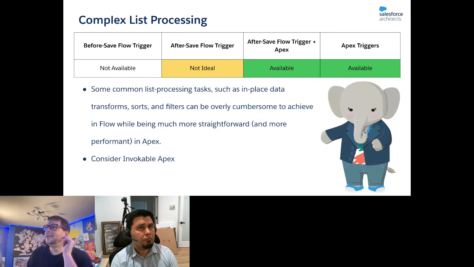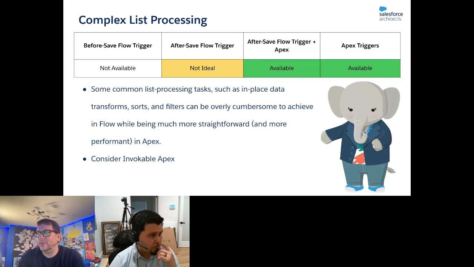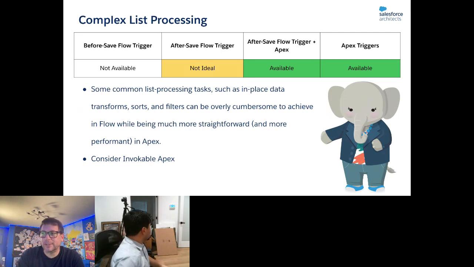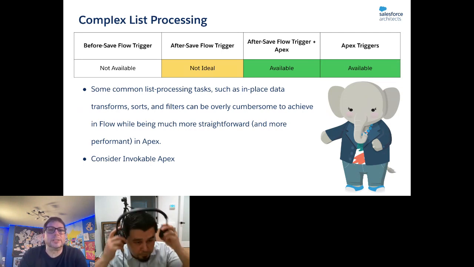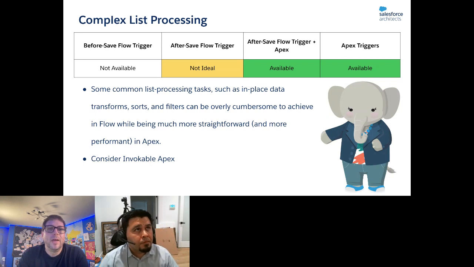And complex list processing. So this is another one where an after save flow trigger plus Apex, or an Apex trigger, right? So in-place data transformations, sorting and filtering, those things can be a little bit cumbersome to achieve in Flow. They're much more straightforward in Apex. And you should consider invocable Apex. If you haven't used it before, you should definitely look into the options for using it. And we actually cover it a little bit in the record trigger automation decision guide.